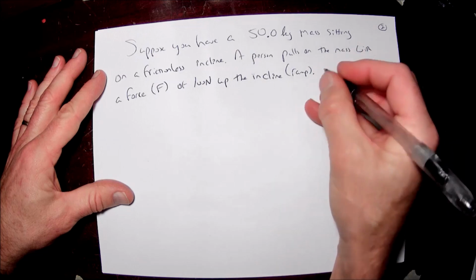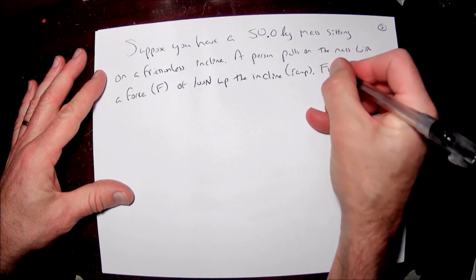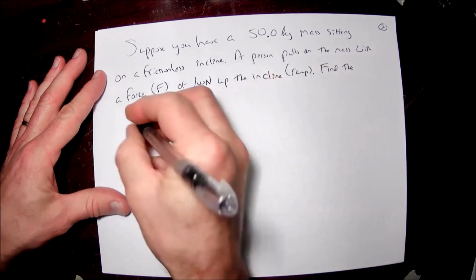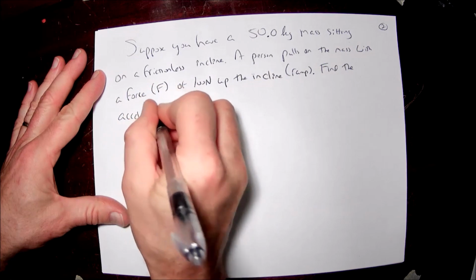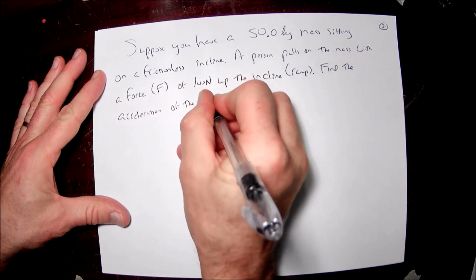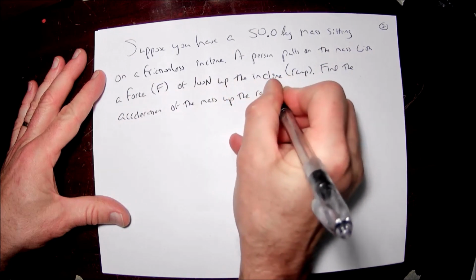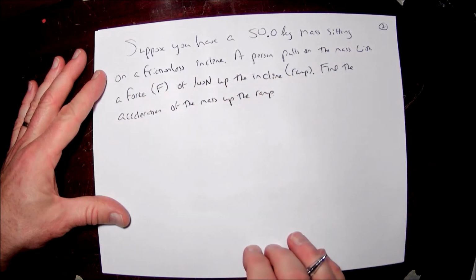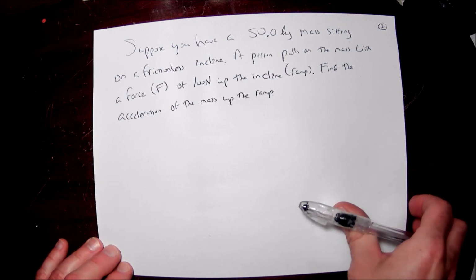So we get this person pulling up with 100 newton force, and we'd like to find the acceleration of the mass, of course, up the ramp. Who knows? Maybe it goes down the ramp. I don't know. We'll figure it out. We'll let the math handle it for us and figure out what's actually going to happen.